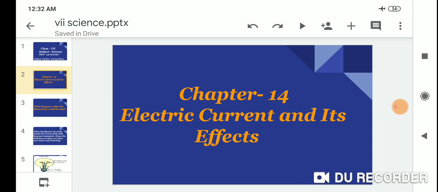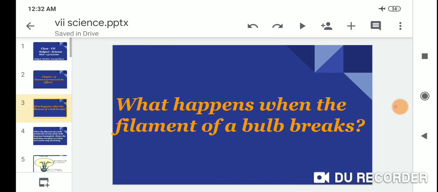So dear students, today we start Chapter 14, Electric Current and Its Effects, Part 2. We start with: what happens when the filament of a bulb breaks?